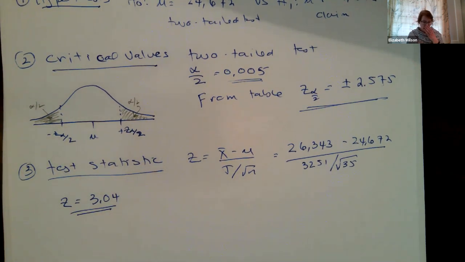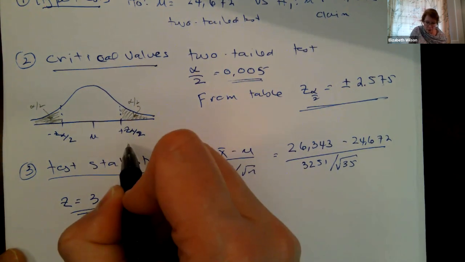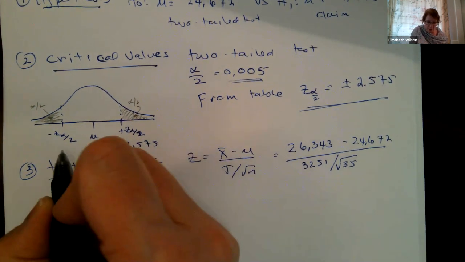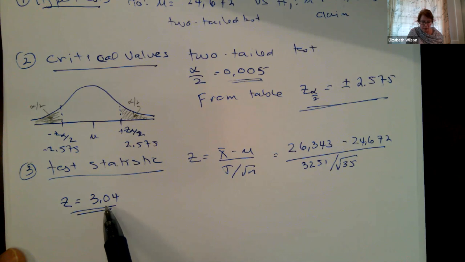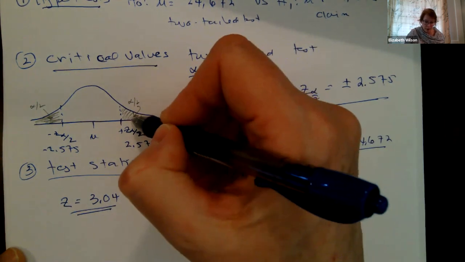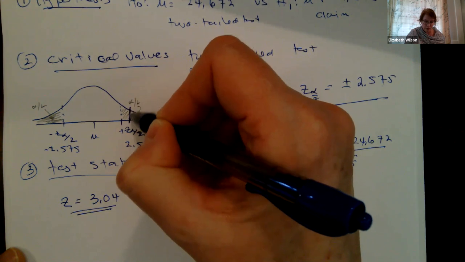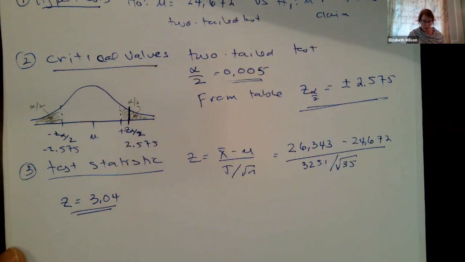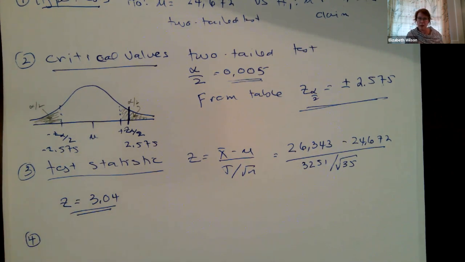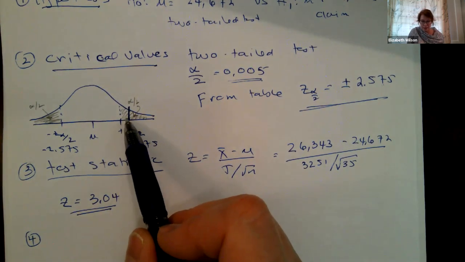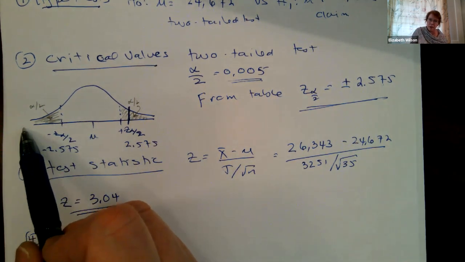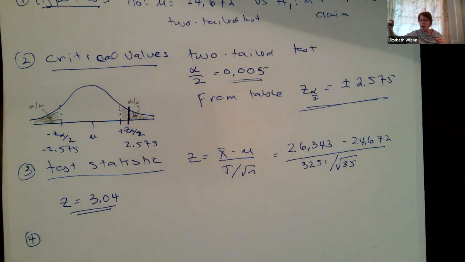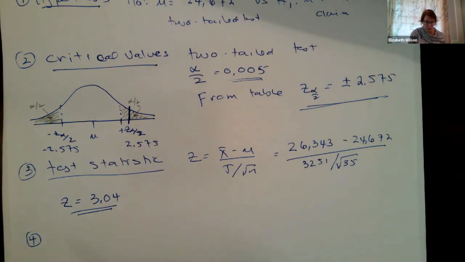Okay, so I have to compare that with what I've got. So let's write down, this is positive 2.575. This is negative 2.575 on our graph. That's our z value. I have a z value equal to 3.04. That falls, I'll write it right here. Here's our test statistic. So I can make a decision based on how I compare my z value. If they were going to be different, my test statistic would either be greater than the positive critical value or less than the negative critical value. We have two different things to compare, greater than the positive or less than the negative, because it's a two-tailed test.